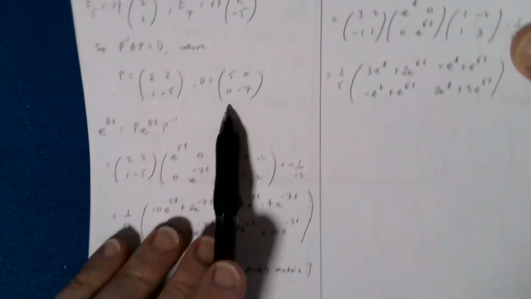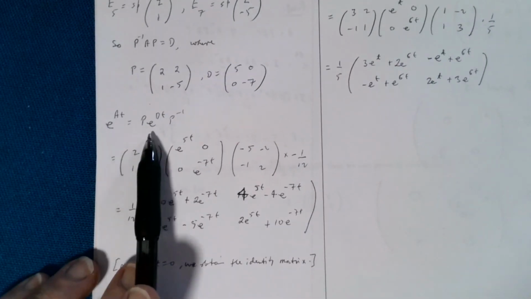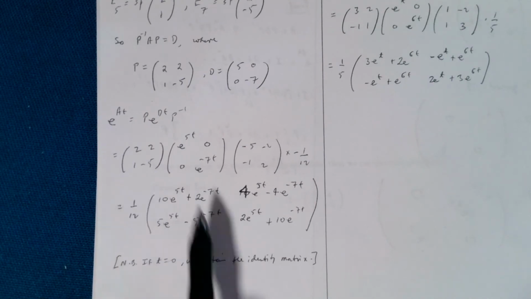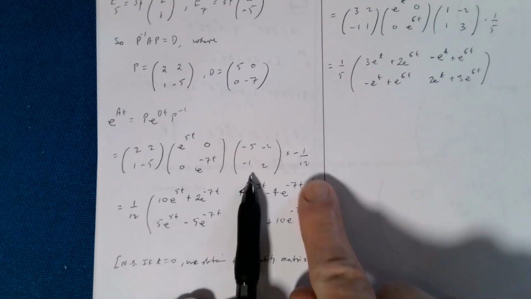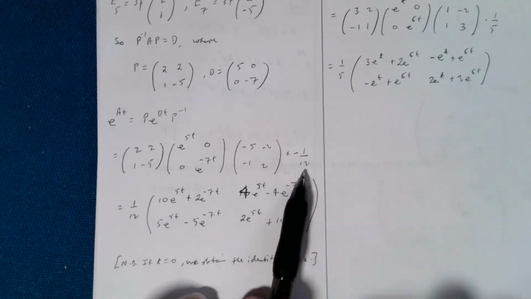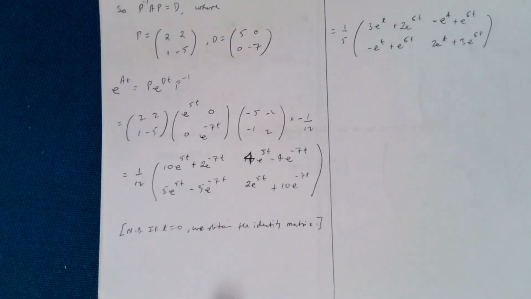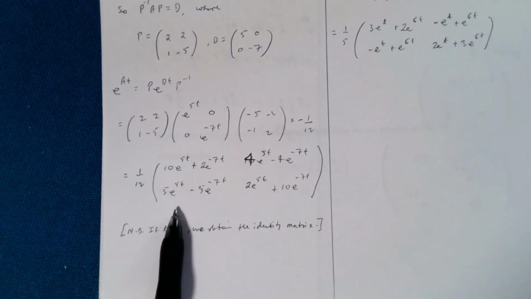So, using our little theorem we just had, e to the At is P e to the Dt P inverse. So there's my P matrix, there's e to the Dt as we found before, and then the inverse is here, divided by the determinant here. And I've just multiplied the whole mess out separately, and we get this matrix here, which is looking pretty complicated now, got lots of different terms in it. But that's what happens when you work out the exponential.